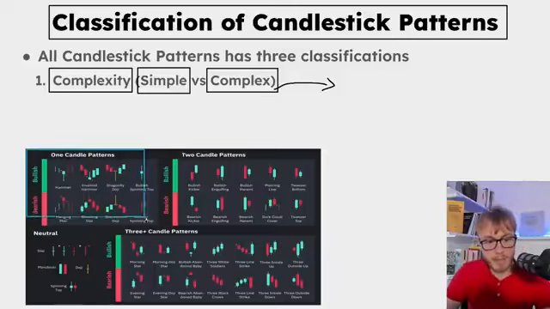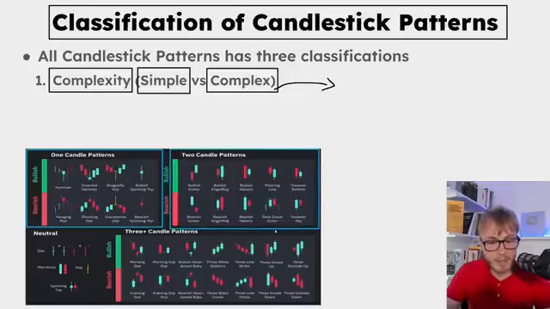So for example, here on the image, you can see that all of these candlestick patterns are 1 candle patterns. So these are simple patterns, and you can see that all of the 2 candlestick patterns, like all of these 3+ candlestick patterns, all of these are complex.